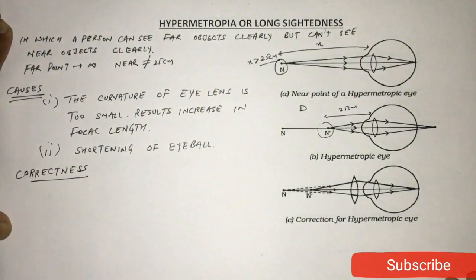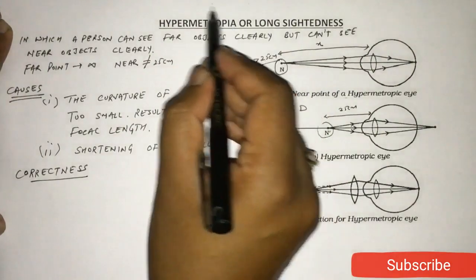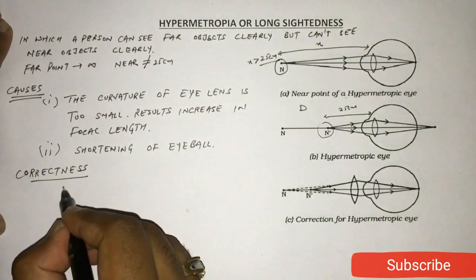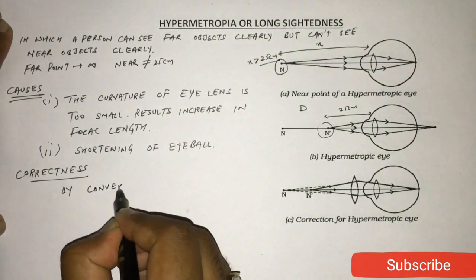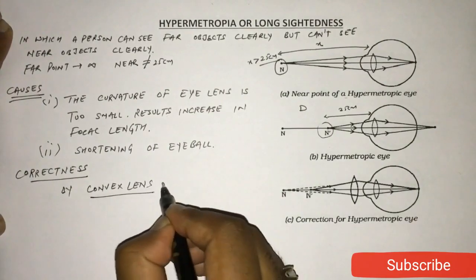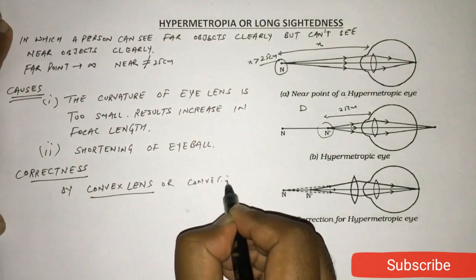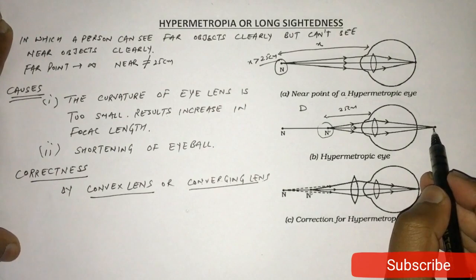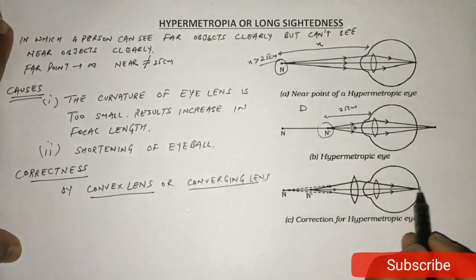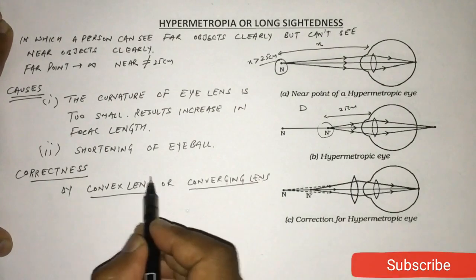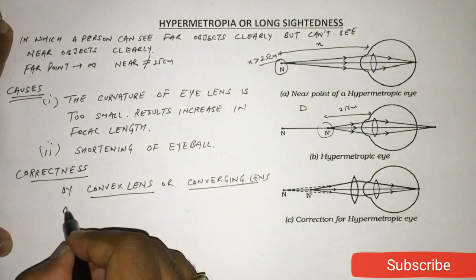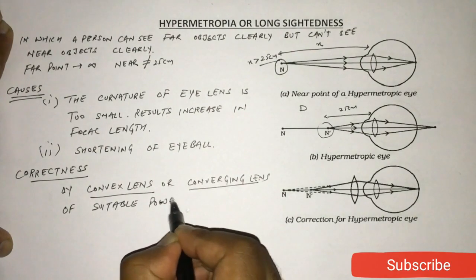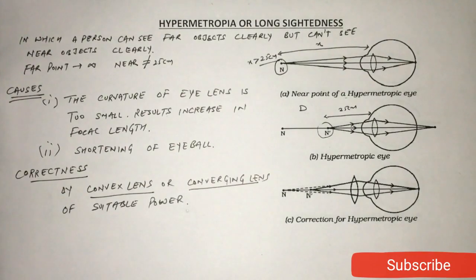Now, what is the correction of this defect? How can we correct this defect called hypermetropia? This defect can be corrected by a convex lens or converging lens. Means we need a lens which converges the light rays at retina. So we can use a convex lens or converging lens of suitable power.